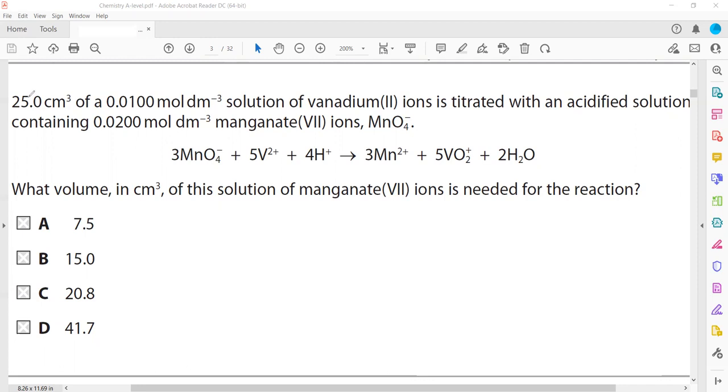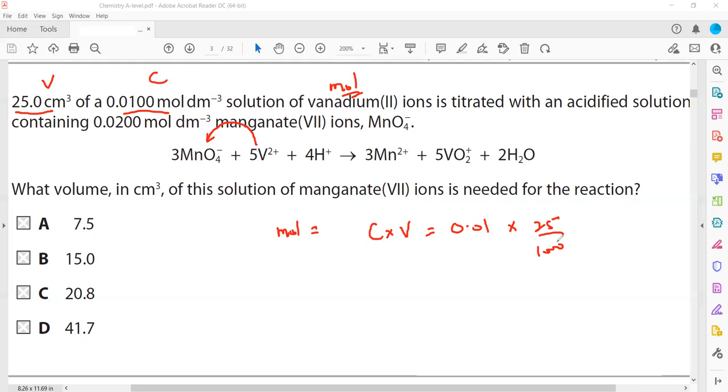So first we have the volume and we have the concentration. When we multiply concentration with volume, we'll get the moles of vanadium 2+. After getting the moles of vanadium 2+, we'll use the simplest ratio of 3 to 5 to get the moles of MnO4⁻. After getting the moles and the concentration, we'll find the volume. So first, we'll get the moles, that is concentration times volume. The concentration is 0.01 multiplied by volume, which is 25 divided by 1000.